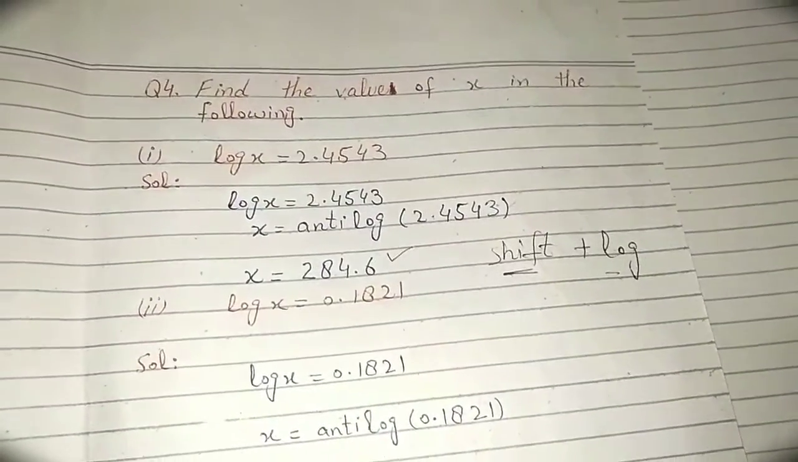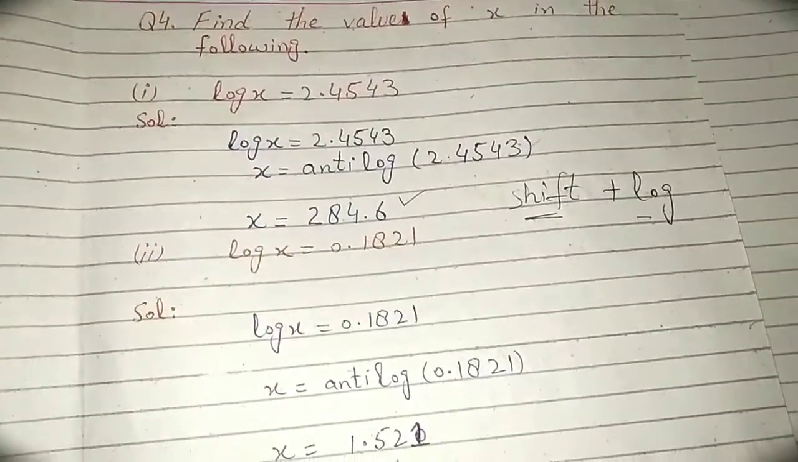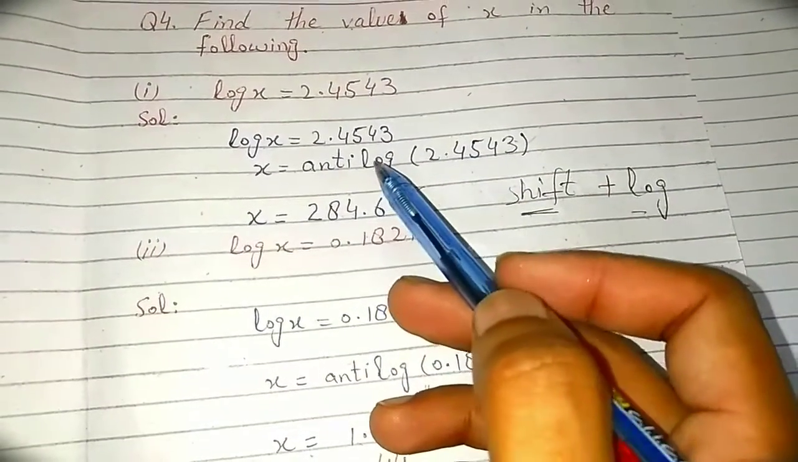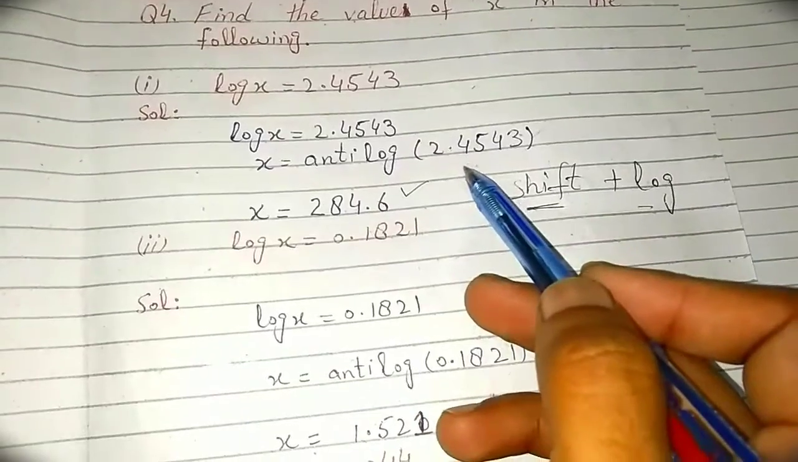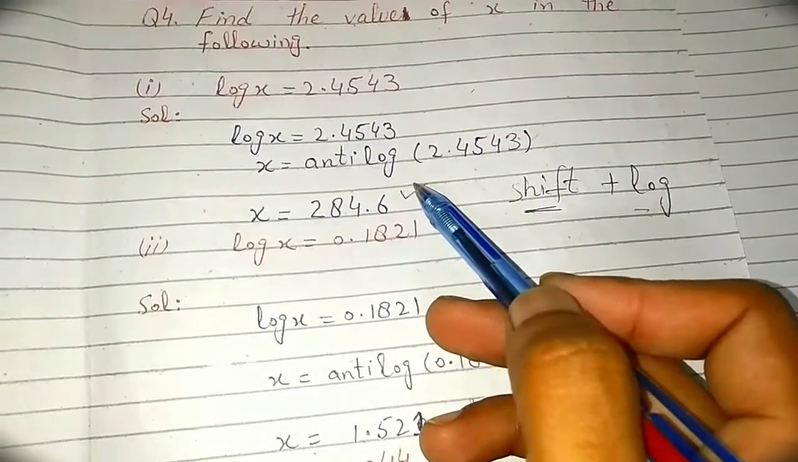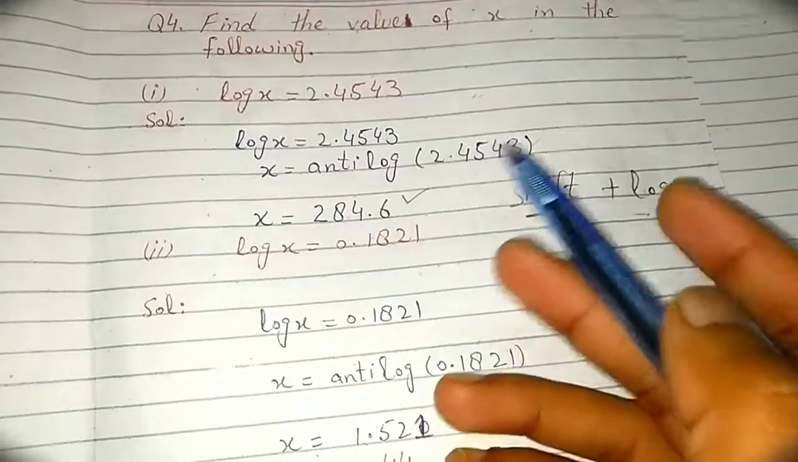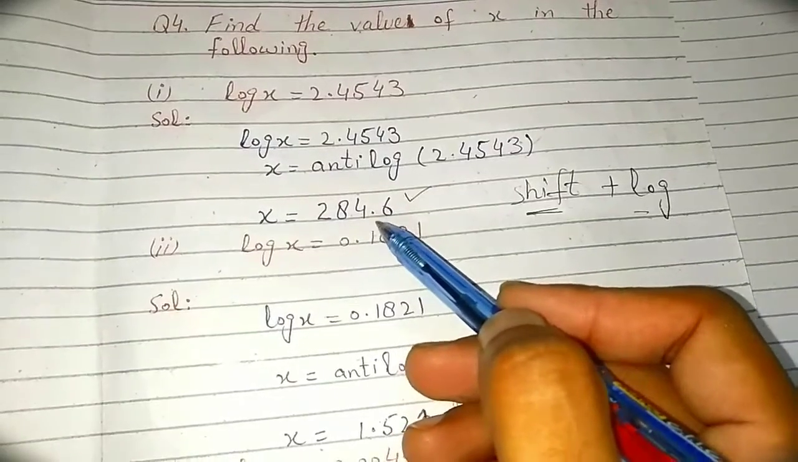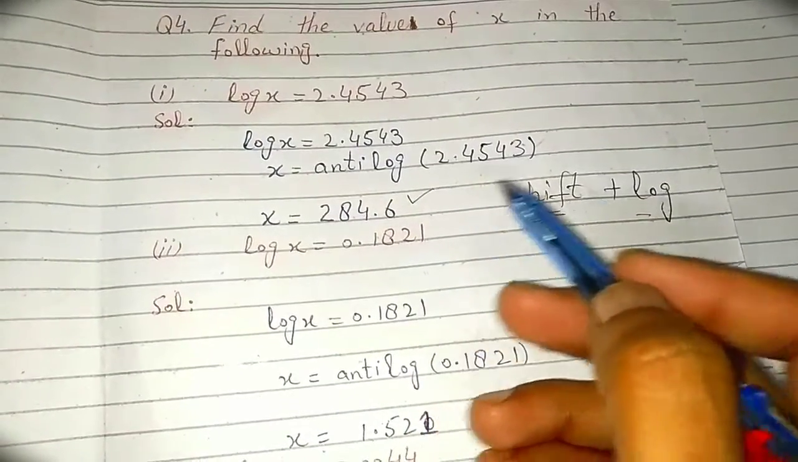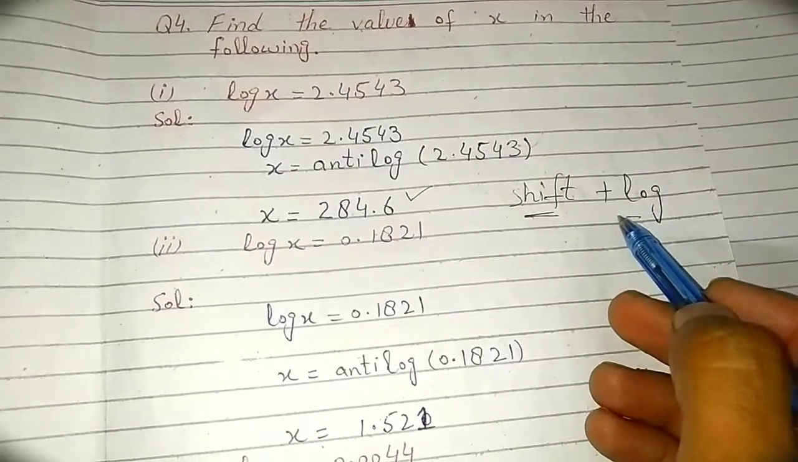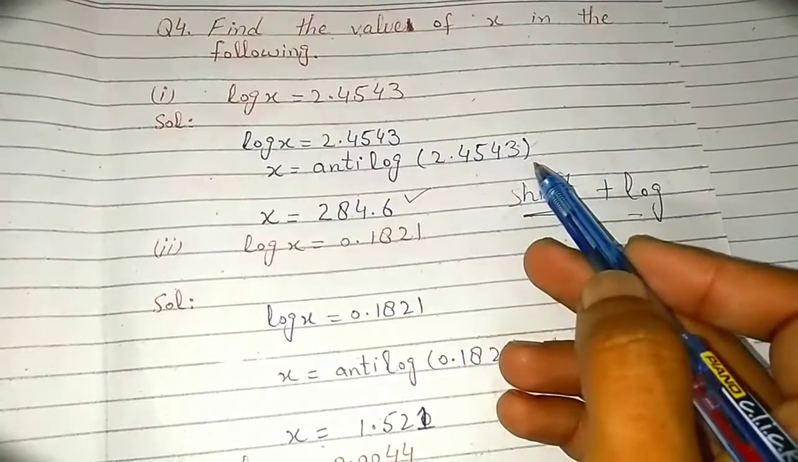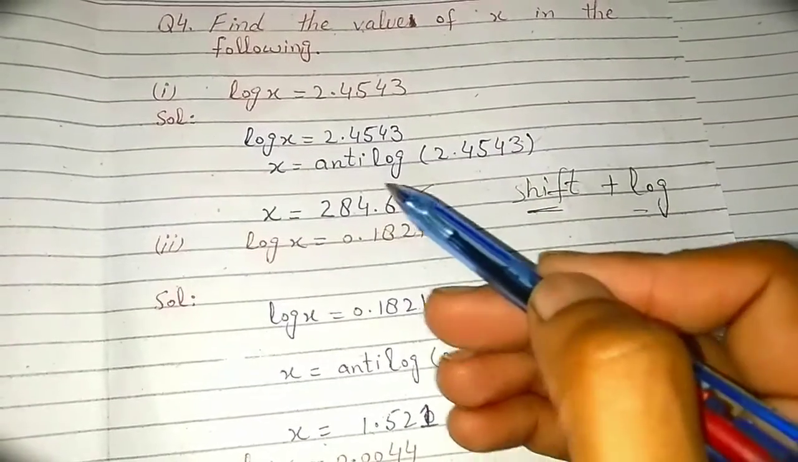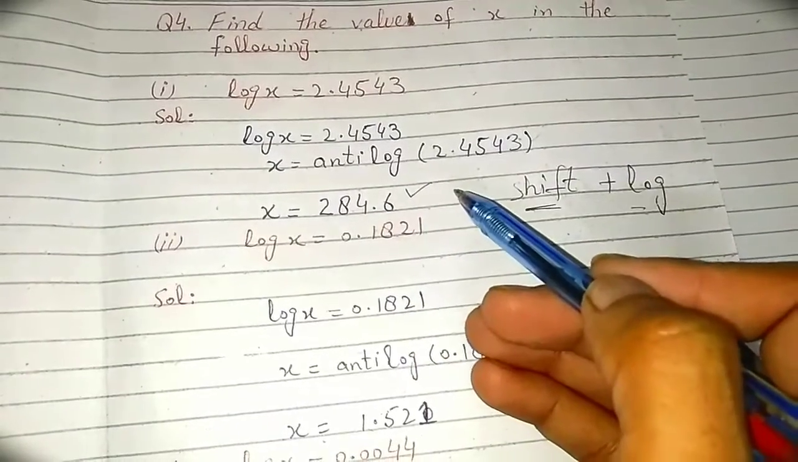Next, question number 4, which is find the value of x in the following. Here we have to find the value of x. So by taking log on the other side it will become anti-log. Here we have to find the anti-log of 2.4543. You can calculate anti-log from the anti-logarithm table or using a calculator. Here I have found it, which is equal to 284.6. By using a calculator, first click shift then log and put the value of 2.4543 and you will get 284.6. If you are not interested in a calculator, then you can calculate it from the anti-logarithm table.